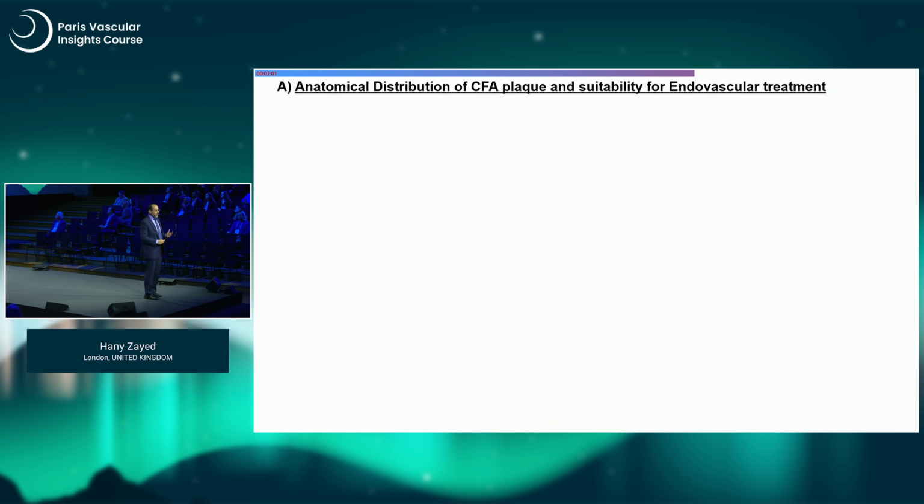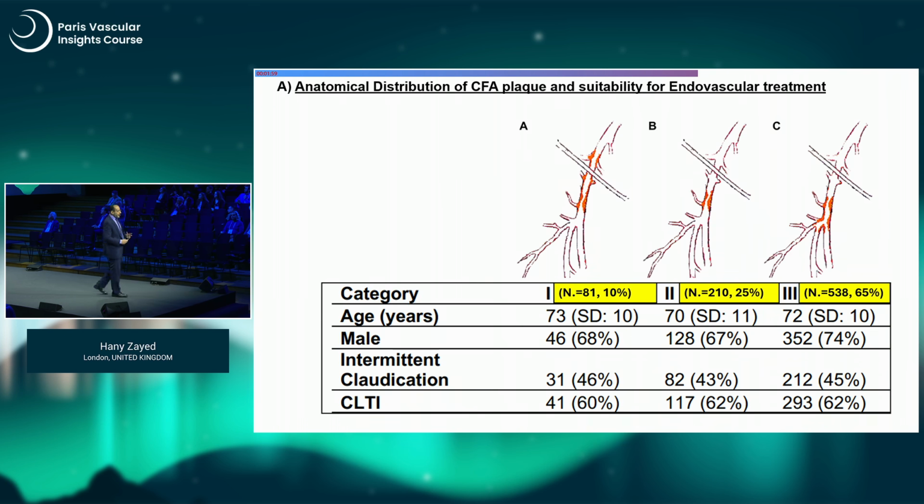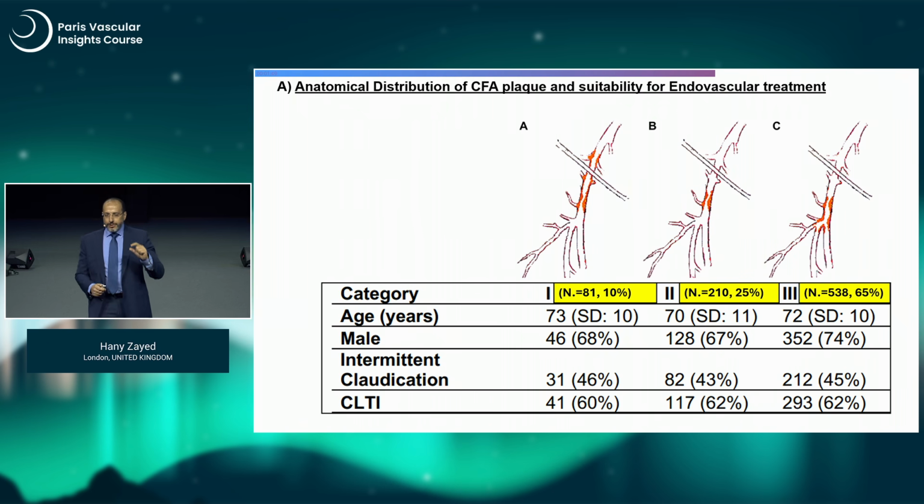When we come to the anatomical distribution, we were surprised to find that 10% of them were class A, which is perfect for endovascular, and 25% were class B, which is also a good solution for endovascular.